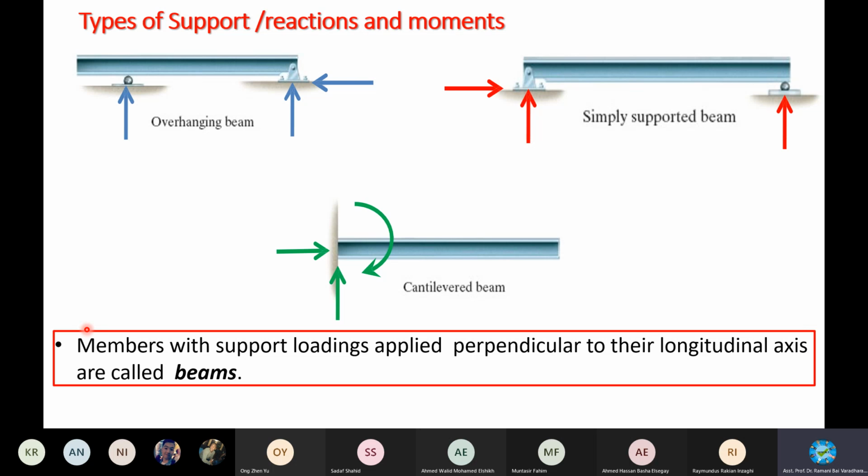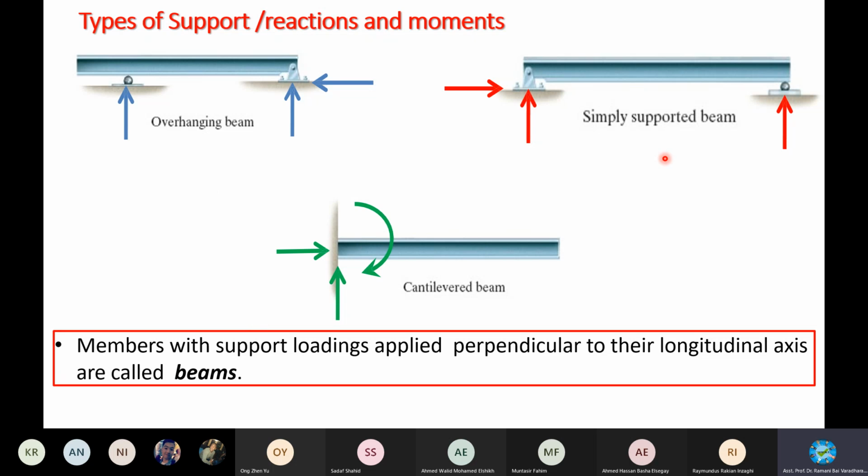Next is the support conditions. What are the support conditions? Quickly, let's go through these things so that we can do some more calculations at the end. Types of supports, and the reactions and moments will be like this. Based on the support also, we can classify the members into different types.